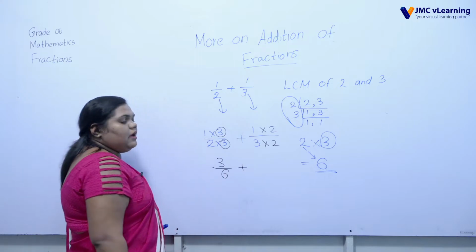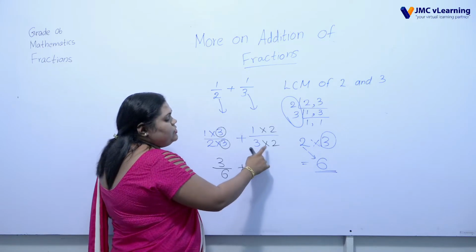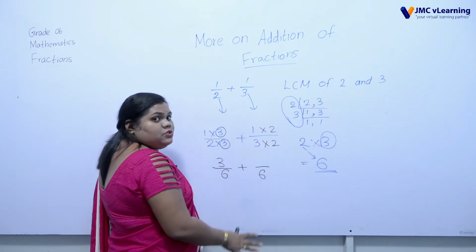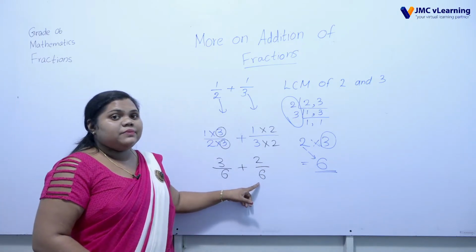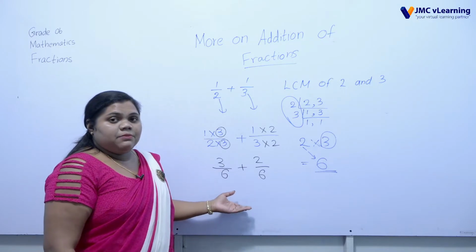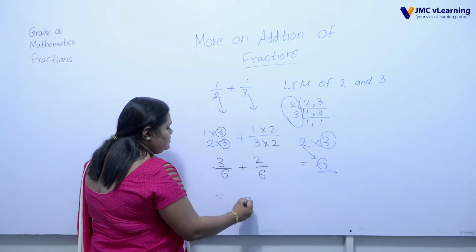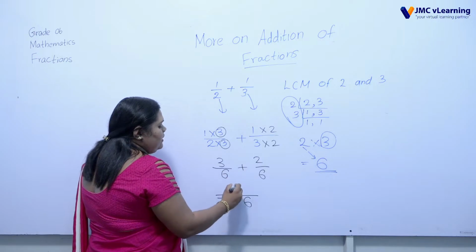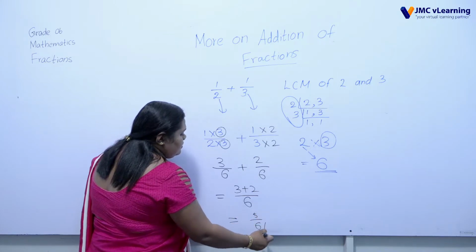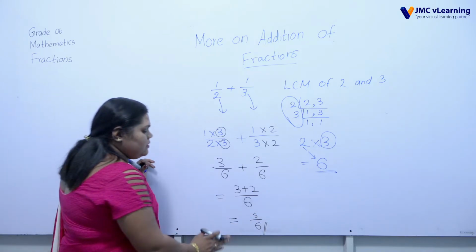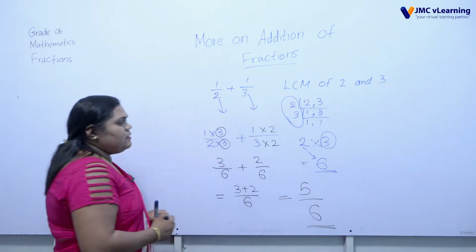After that, add 2 times 3 times 2. What is the answer? 3 times 2, 6. 1 times 2, 2. Now look at this. Now we have the same denominators. So if there are the same denominators, we can add the numerators together. So we write the denominator 6, and after that you add the numerators together. 3 plus 2. What is the answer then? 5 out of 6. What is the answer, children? 5 out of 6 is the answer.